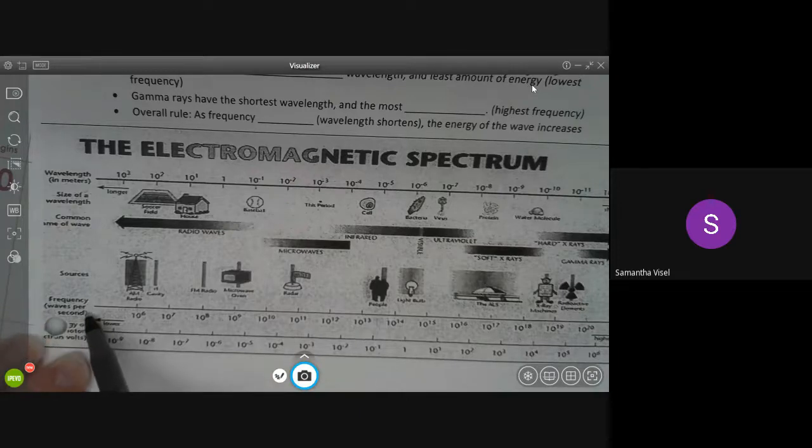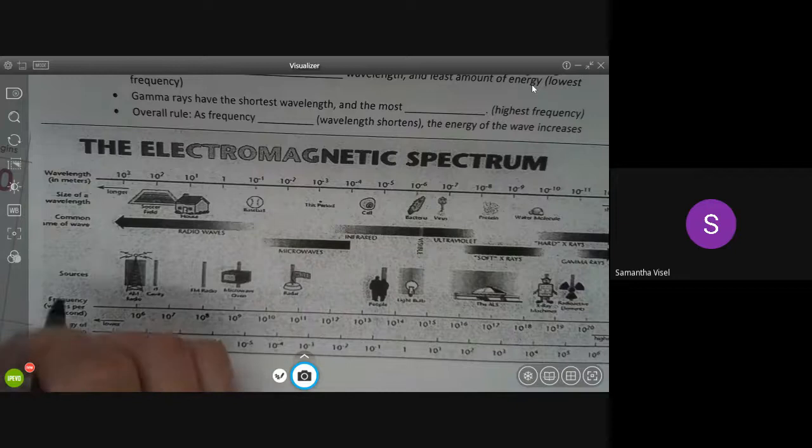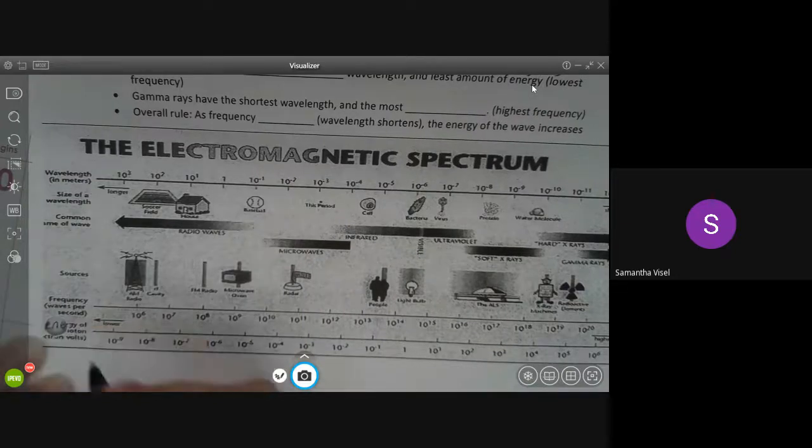And then here we have the frequency of the wave in waves per second. So how many wavelengths occur. And then down here, it's a little hard to see, but this says energy. So how much energy that wave has. So this can give you an idea of the harmful forms of radiation. Those that are going to be more harmful are going to be more energetic.